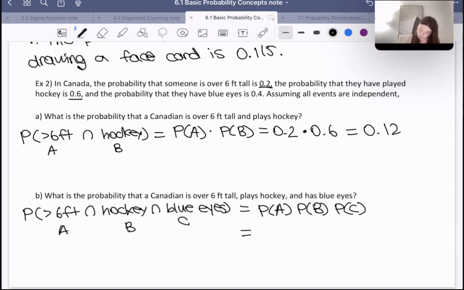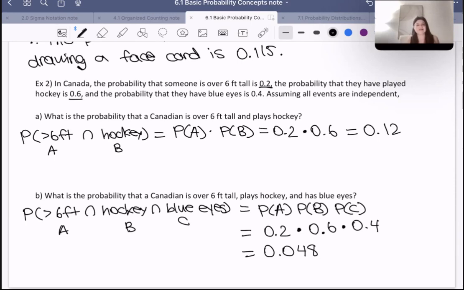So again, the probability of over 6 feet is 0.2. The probability of a randomly selected Canadian playing hockey is 0.6. And the probability of a Canadian having blue eyes is 0.4, which actually I'm surprised it's that high. Blue eyes aren't all that common, but let's just say that 40% of people in Canada have blue eyes, which I don't think is true at all. But regardless, let's multiply those together and we get 0.048. So that means there's about a 4.8% chance, so a pretty low chance, that a randomly selected Canadian is going to fit all this criteria.